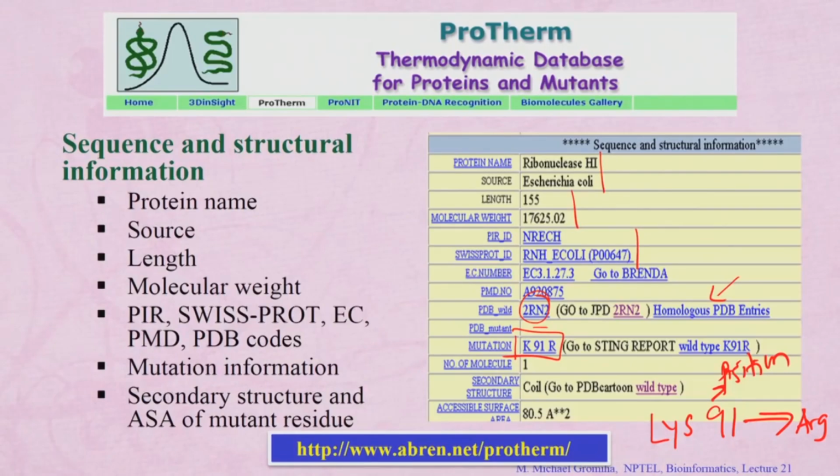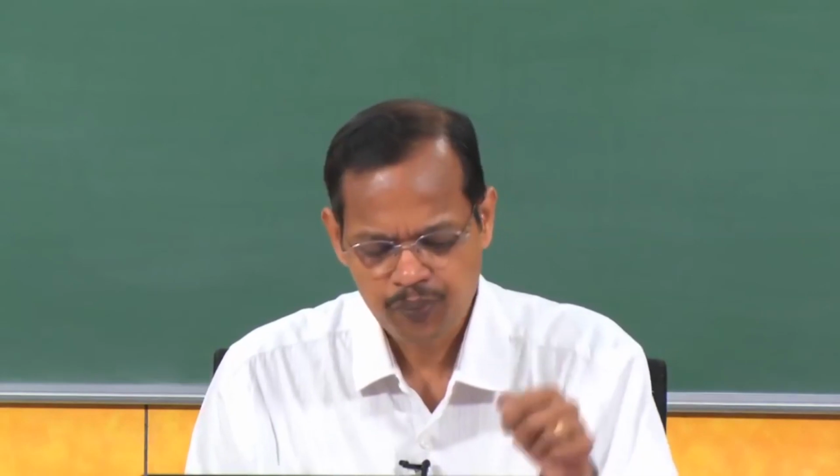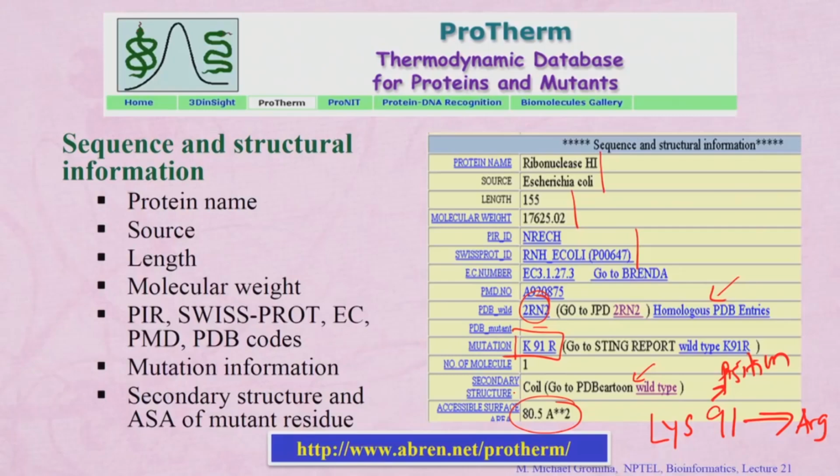Then we give the secondary structure. Here it is coil. If you want to see the PDB as a cartoon, you can click here, and you can see the cartoon structure and locate the mutant in the coil region. What are the other regular secondary structures? Helix or strand. Here it is in the coil region. Then the accessible surface area, which we discussed earlier, shows how far a residue is accessible to the solvent. This is 80.5 angstrom square, so it is partially exposed, because it is more than 50, so you can see whether it is buried, partially exposed, or exposed.